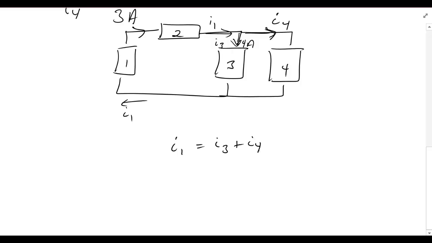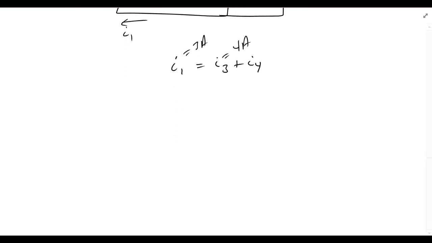I can now plug in the numbers that I know. I know that I1 is 3 amps. I know that I3 is 4 amps. Plugging them in, and solving. Now I get a negative.